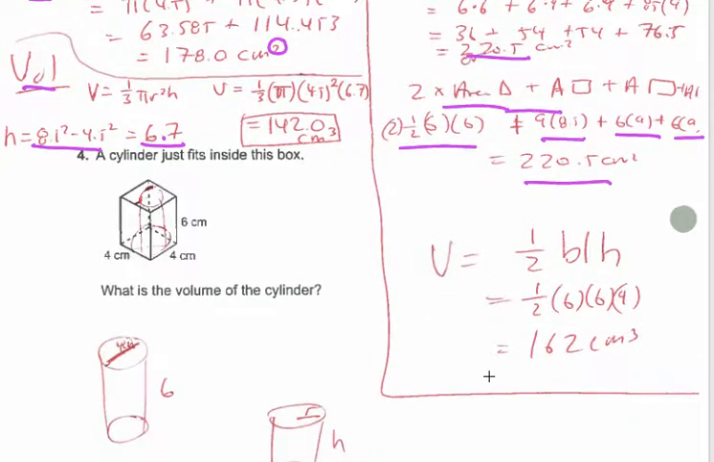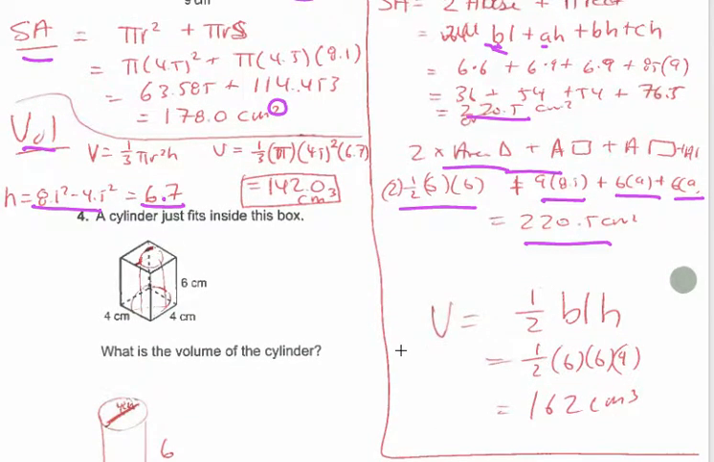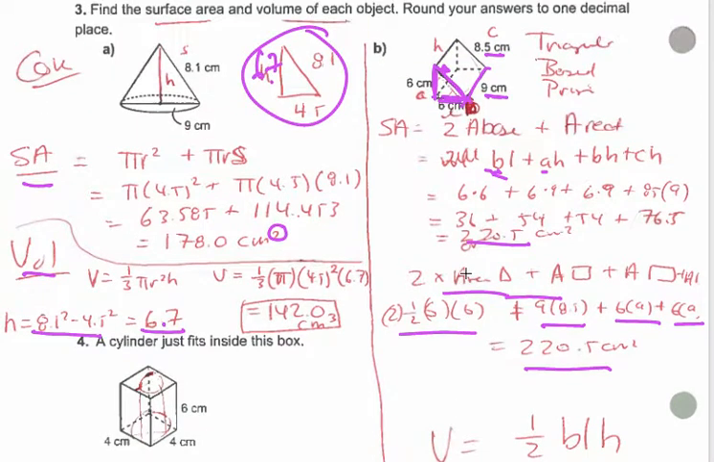To get the volume, it's just 1/2 BLH. So basically what you're doing is you're figuring out how big the triangle is. 1/2 BL will give you the area of the triangle, right? Because the area of a triangle is this. And then what you do is you multiply by the height, essentially.